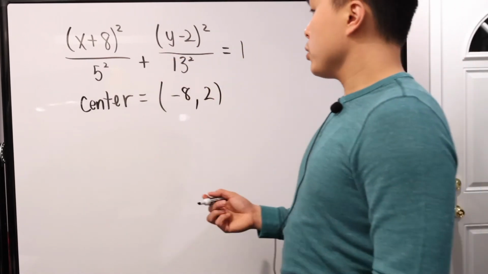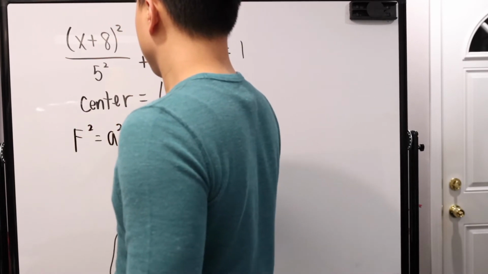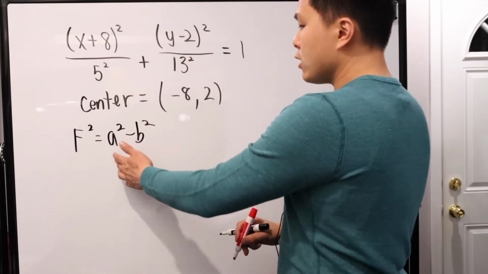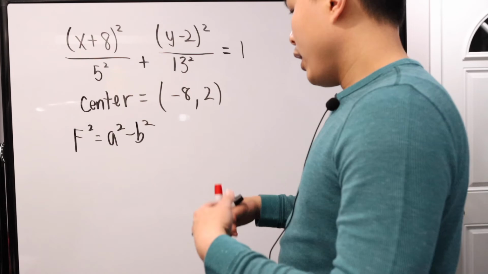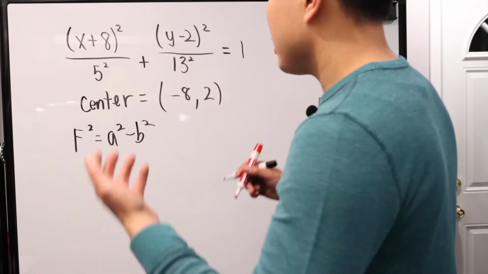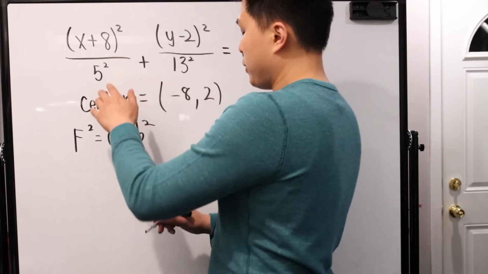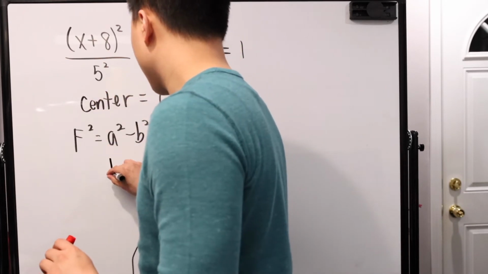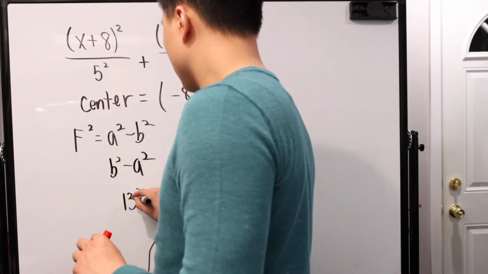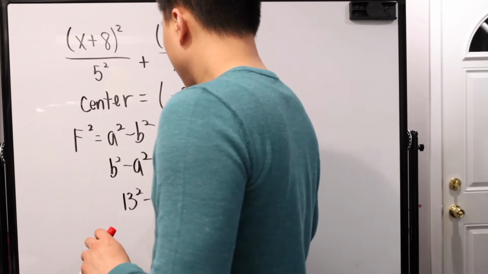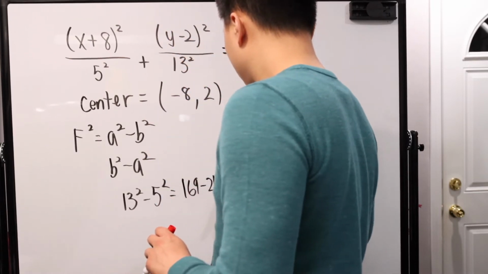Now, we have to find the focus. We have f squared equals a squared minus b squared. But in this case, if we use a squared minus b squared, it's going to be 5 squared minus 13 squared, which is going to be negative. And once again, if it's negative, just make it positive, continue. Remember the other variation: if this number is bigger, we're going to want b squared minus a squared. So in this case, it's just going to be 13 squared minus 5 squared. That's going to be 169 minus 25, which gives us 144.